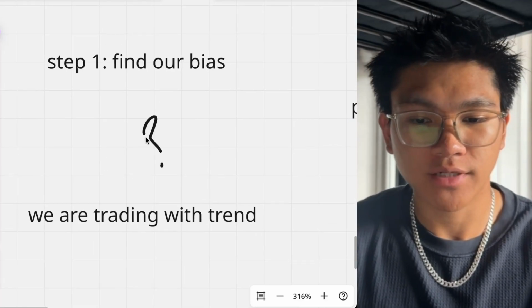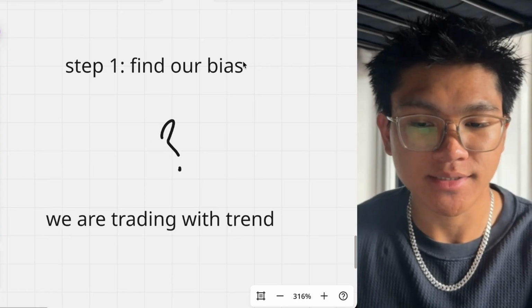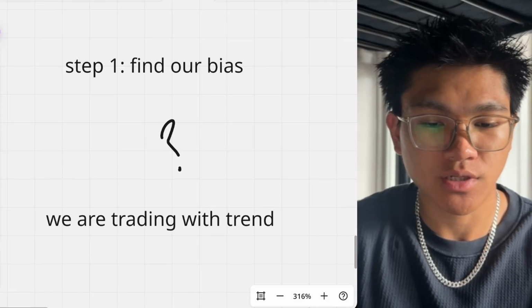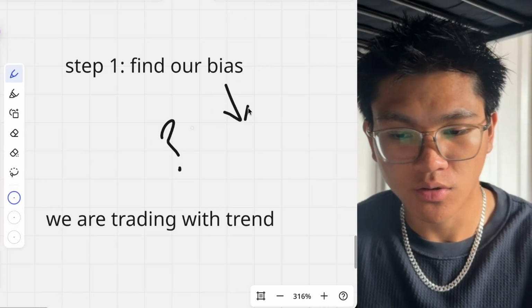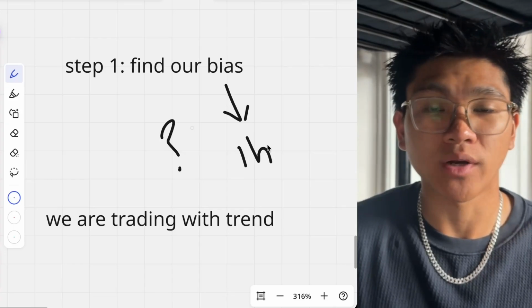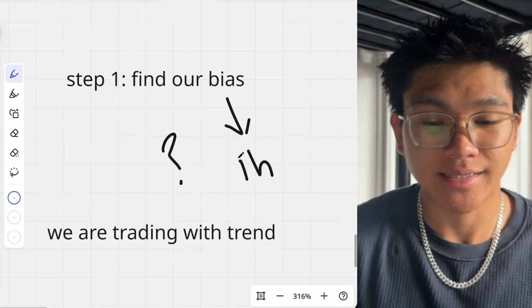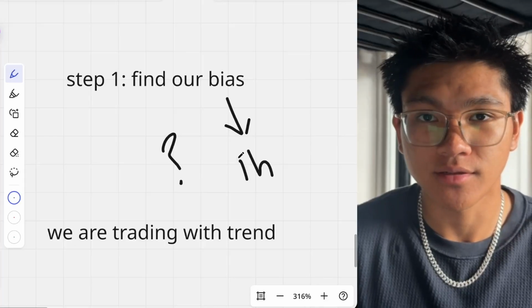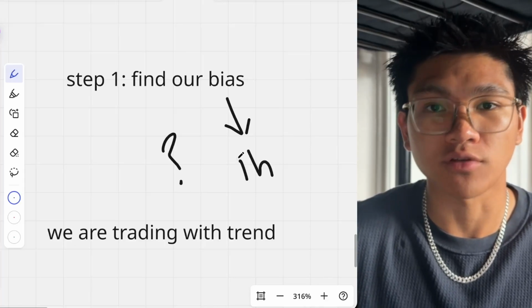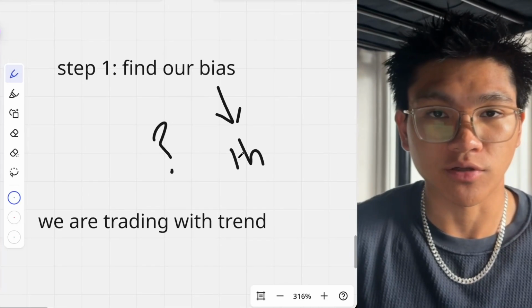Oh, and one thing that I did want to clarify is that in step 1, when we find our bias, this is what I use, I do this on the 1-hour time frame. So that means that whatever bias the 1 hour is in, that's what I'm going to be finding trades in. So if the 1 hour is bullish, I'm going to be looking for longs. If the 1 hour is bearish, I'm going to be looking for shorts.